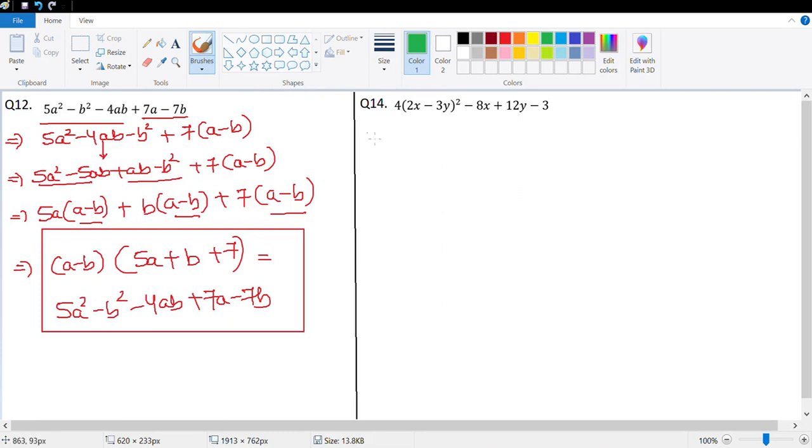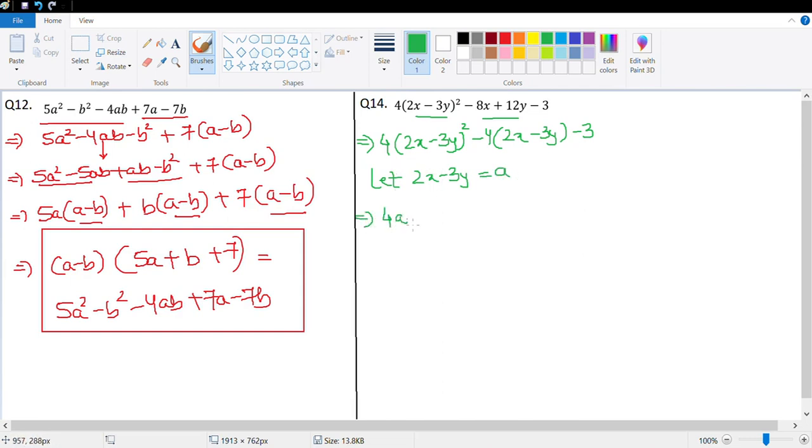So question 14, 2x minus 3y. I notice that this can also be converted into 2x minus 3y if I take 4 common. So let's just take 4 common first. So this is 4 times 2x minus 3y the whole square. If I take 4 common, what I am left with is in this term 2x and here minus 3y minus 3. So let 2x minus 3y is equal to a. So our expression changes to 4a square minus 4a minus 3.